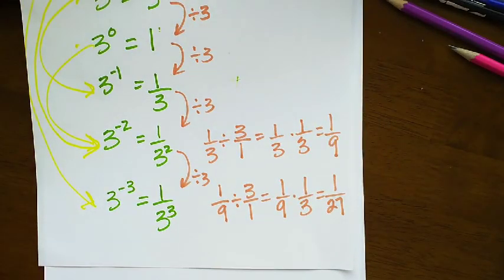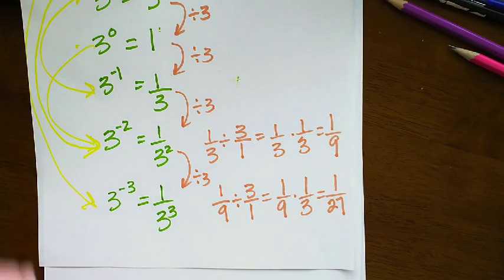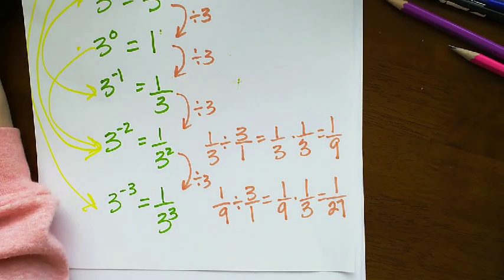So the negative is just a shorthand for saying that that base and that exponent are in the denominator. It has nothing to do with the answer being negative.